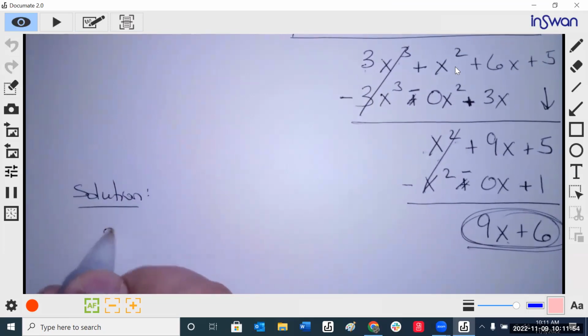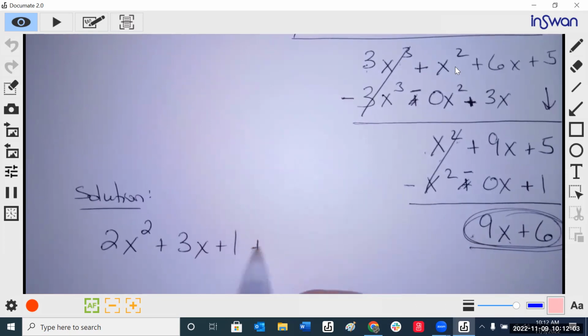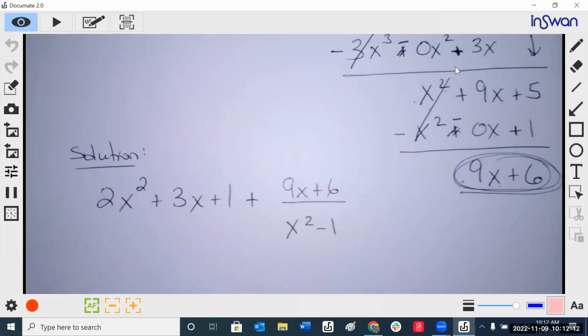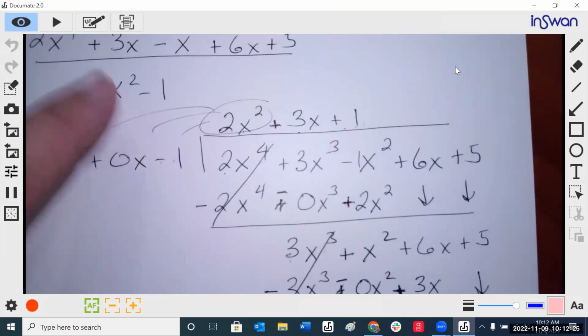So the solution, 2x squared plus 3x plus 1, since that's a positive, 9x plus 6 over the denominator. And this is your answer. So if you have a remainder, the remainder goes over the denominator.